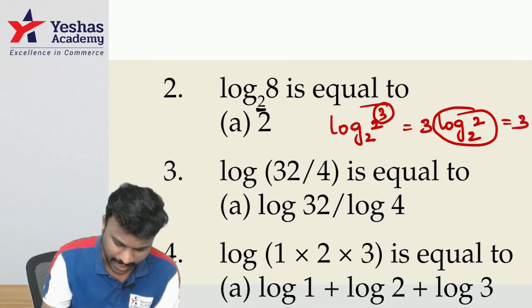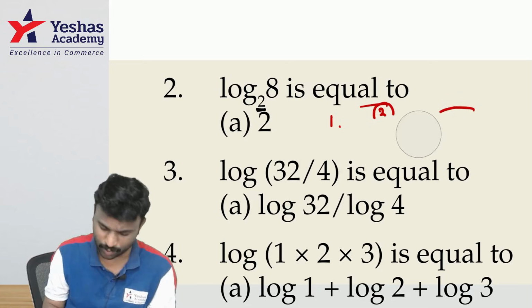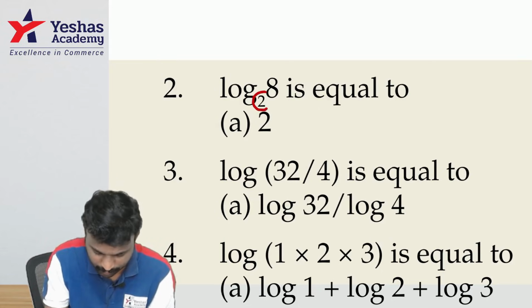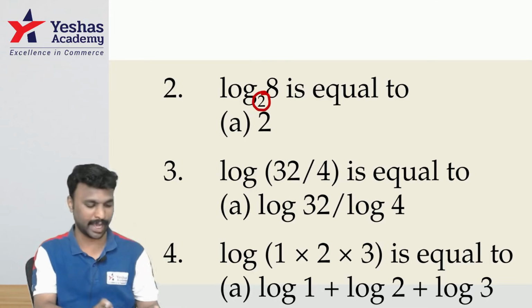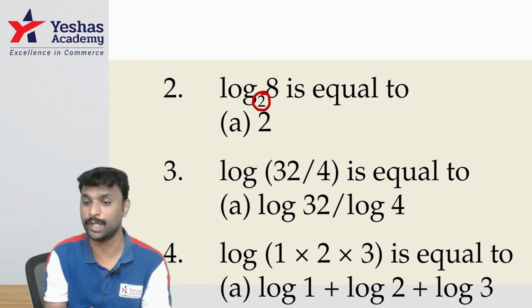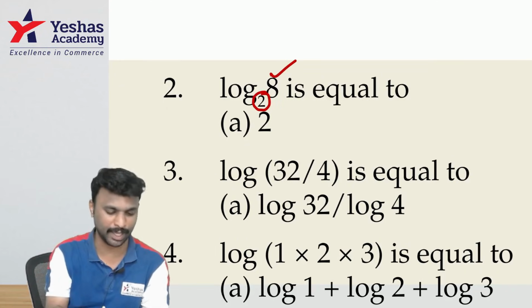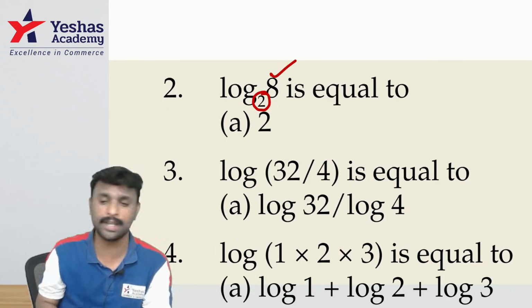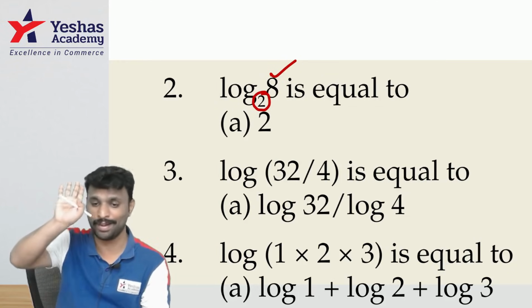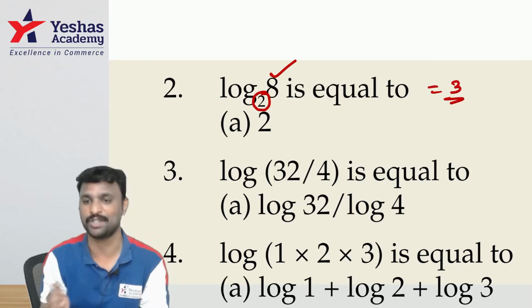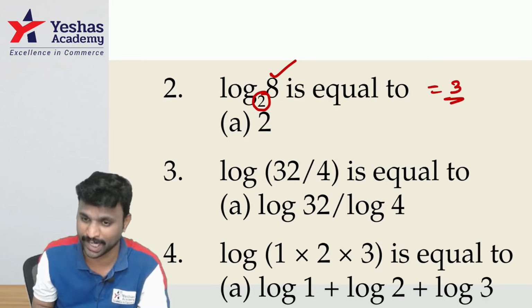Guys, you can solve the same question in one more way. What is it? You have to feed this base in your calculator, type 2, press into. Keep on pressing equal until you get 8. Look at the counter number. Counter number is what? 4. Actual power is 3. So the value of this is 3. Straight away you can find it out without having to write anything on the paper.